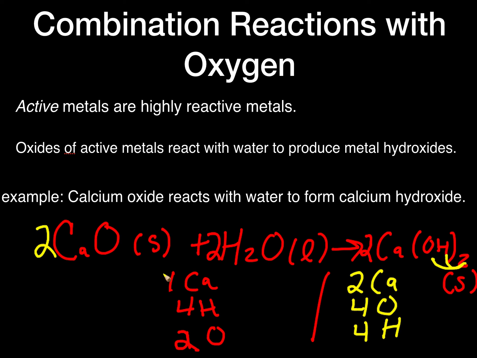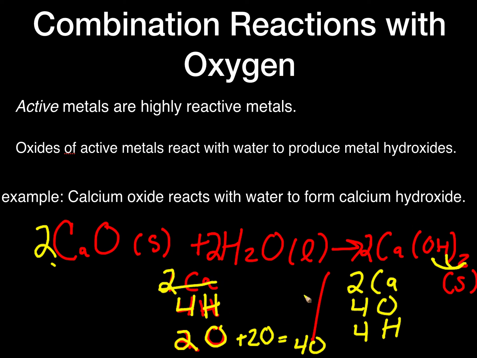So this will then make 2Ca, 2O from the calcium oxide. Now, 2 times 2 is 4, so 4 hydrogens. And 2 times 1 is 2, so 2 more oxygens. So we have 4 oxygens total. So calciums cancel out, hydrogens cancel out, and oxygens cancel out.